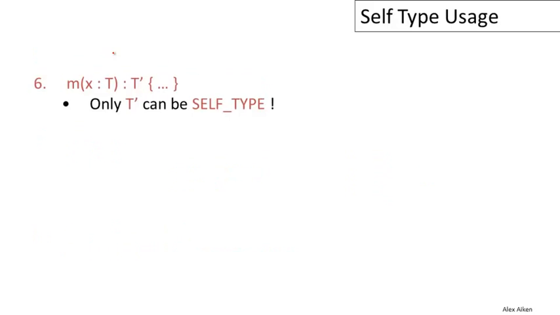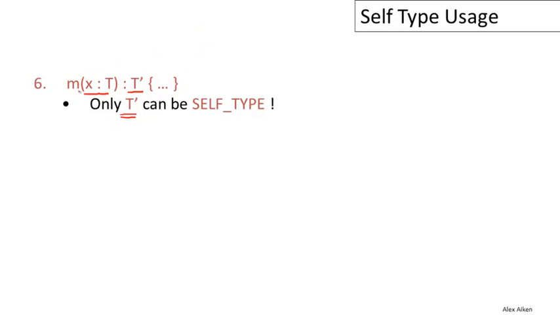Finally, let's consider method definitions. So here's a very simple method definition. It has one formal parameter x of type t, and the method returns something of type t prime. And it turns out that only t prime, only the return type, can be of type self-type. No argument type can be of type self-type. I can show two different ways why this has to be the case, and we'll do both because this is actually important.